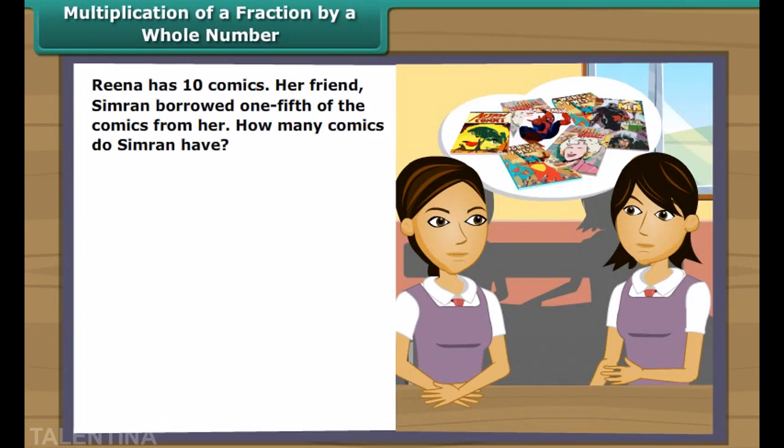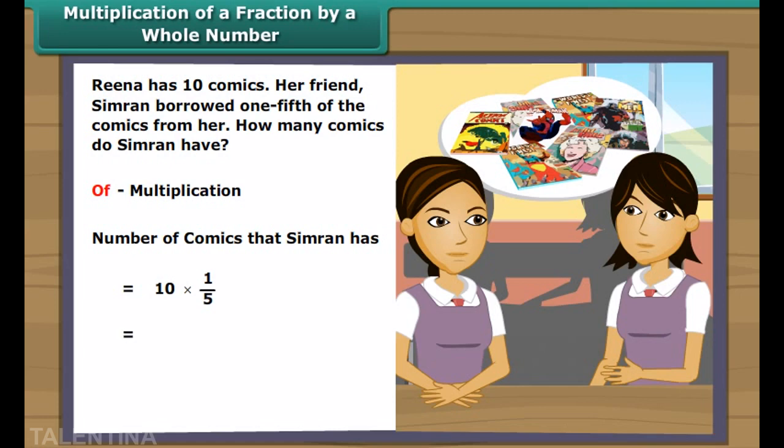Reena has 10 comics. Her friend Simran borrowed 1/5 of the comics from her. How many comics does Simran have? Friends, remember, of means multiplication. Thus Simran has 1/5 of 10 comics, which means 1 upon 5 multiplied by 10, which is equal to 2. This means Simran has 2 comics.